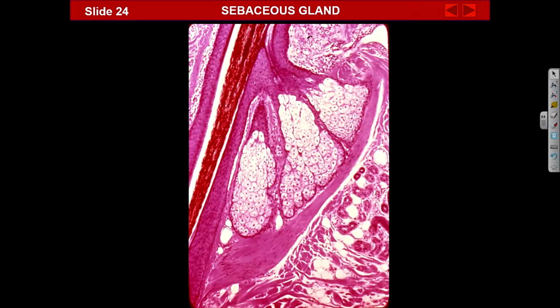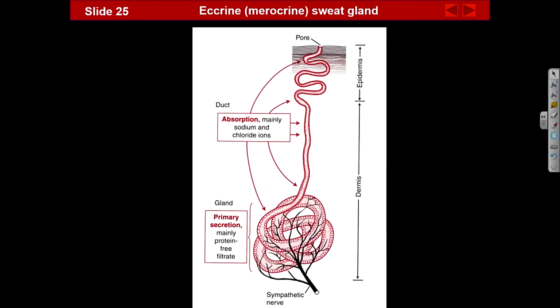Okay, sebaceous glands, shown here, secrete sebum onto the hair shaft. Okay, and remember the sebaceous gland is that point at which the internal root sheath peters out. It won't extend beyond the sebaceous gland.